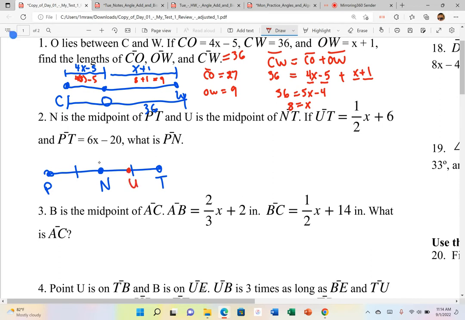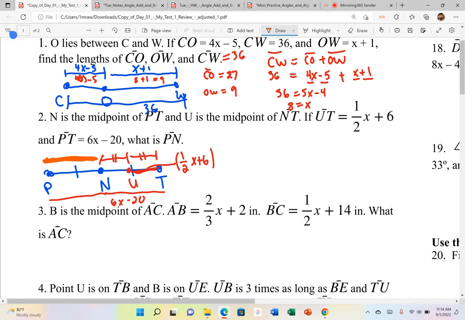So there's U. That means that this part of the line segment is congruent to this part of the line segment. Yes? Right. Okay. If UT, that's this part right here, this small section, is equal to 1/2 x plus 6, and PT, that's the whole entire thing, is 6x minus 20, solve for PN. So this question is asking for PN. So it's asking for this length right here.